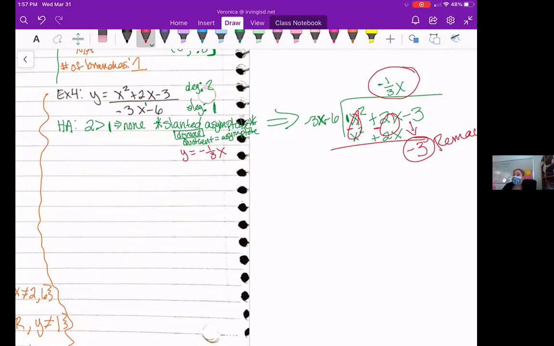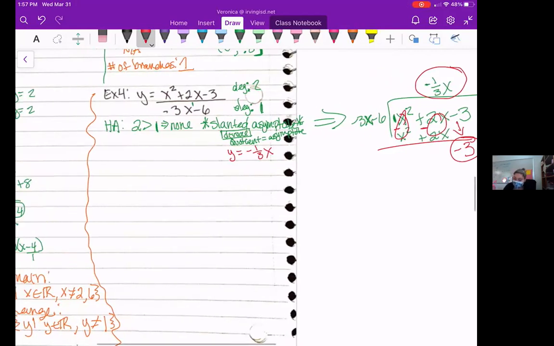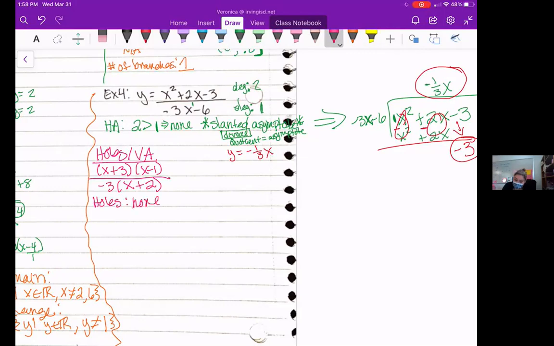And then I'll show you right now that I'm right. Okay, so there's our horizontal asymptote. We don't have any, which means I have a slanted asymptote at y equals negative 1/3x, right? So then now I'm gonna find my holes and vertical asymptote. To save time, I'm just gonna give you the factored form already. So the factored form would be x plus 3, x minus 1 over negative 3, x plus 2. So we can see that we don't have any holes. So holes are none.